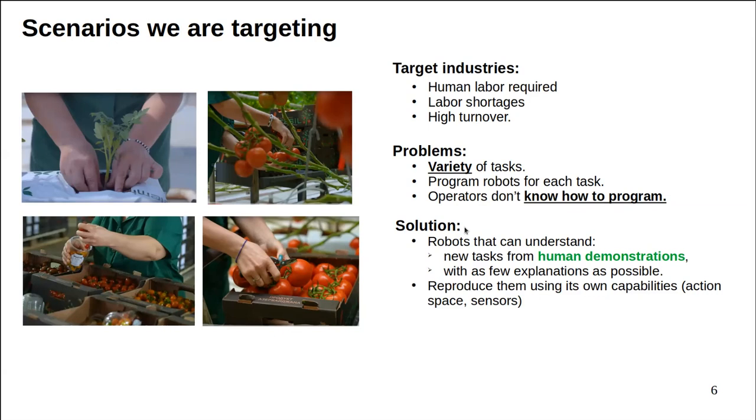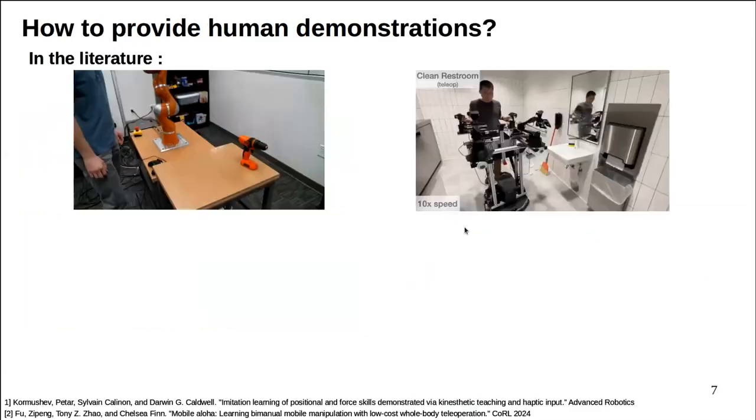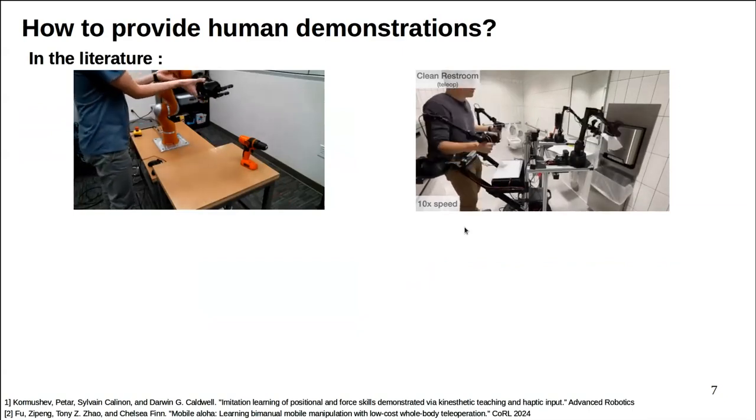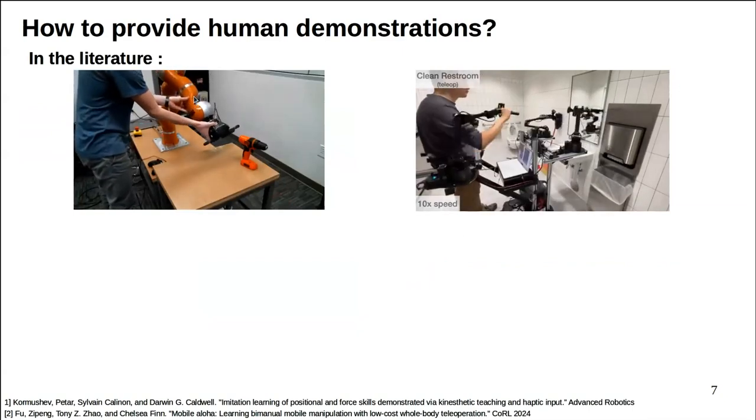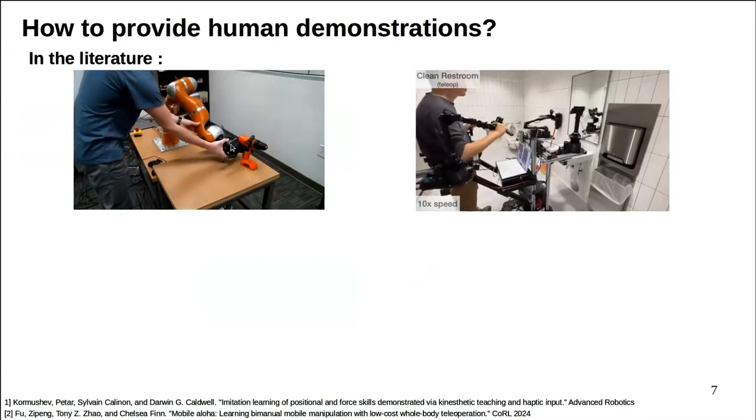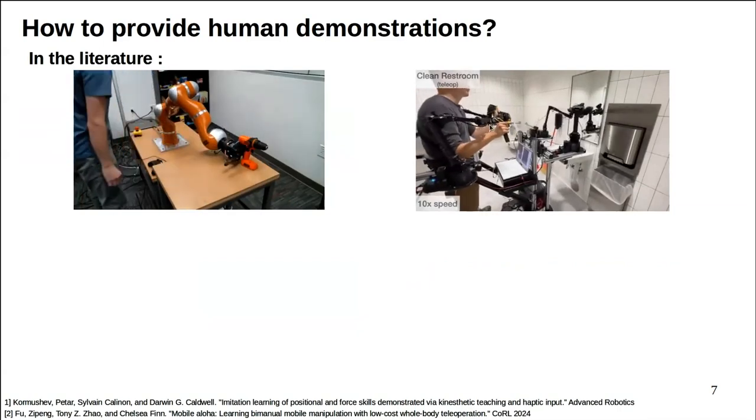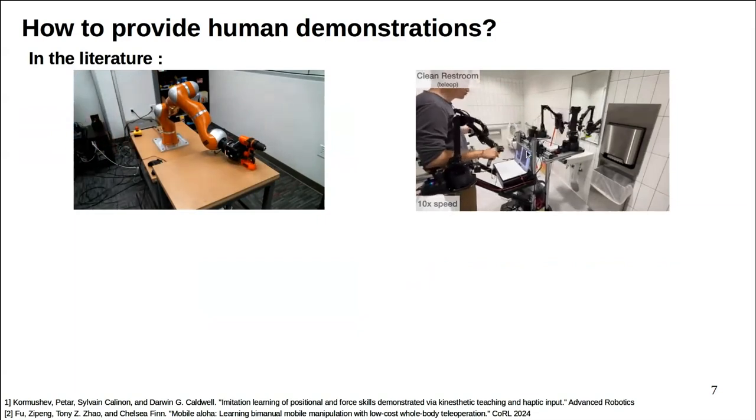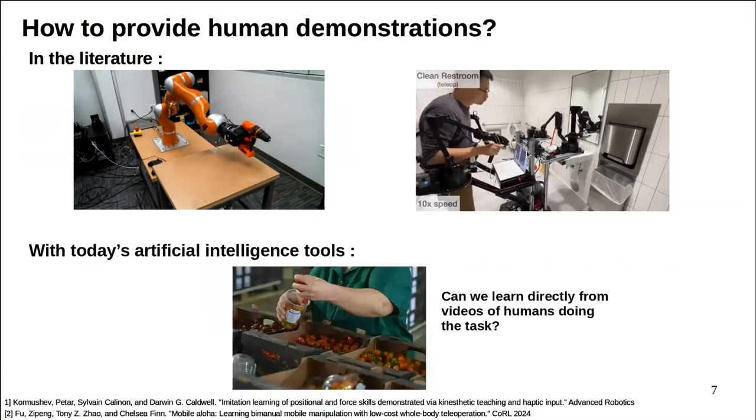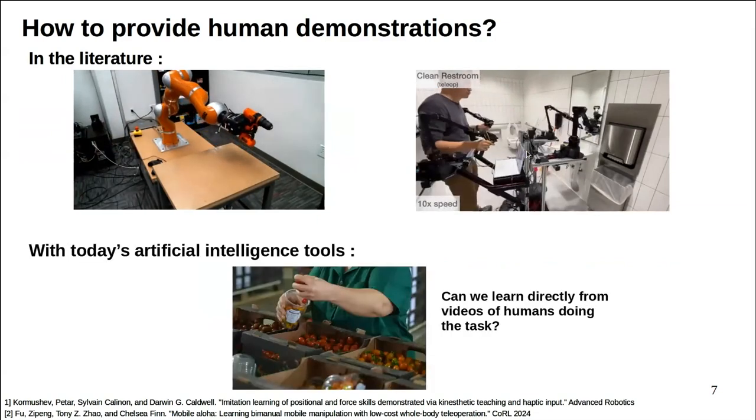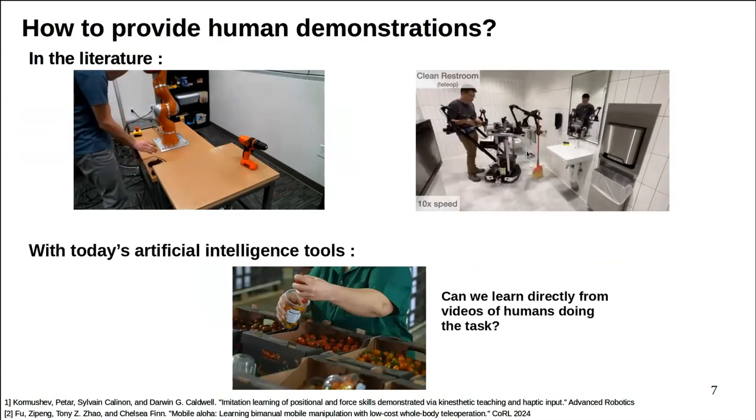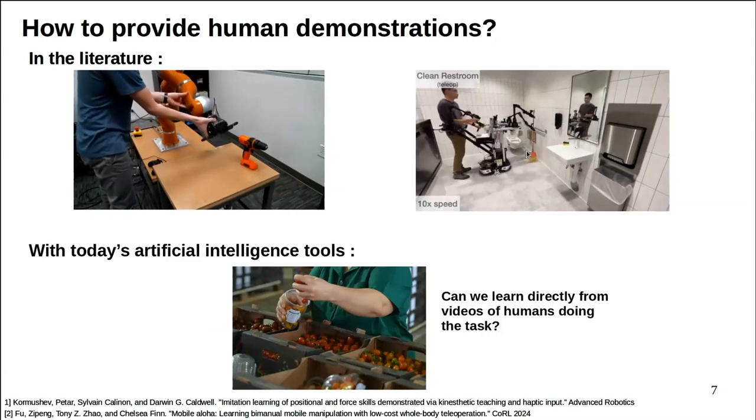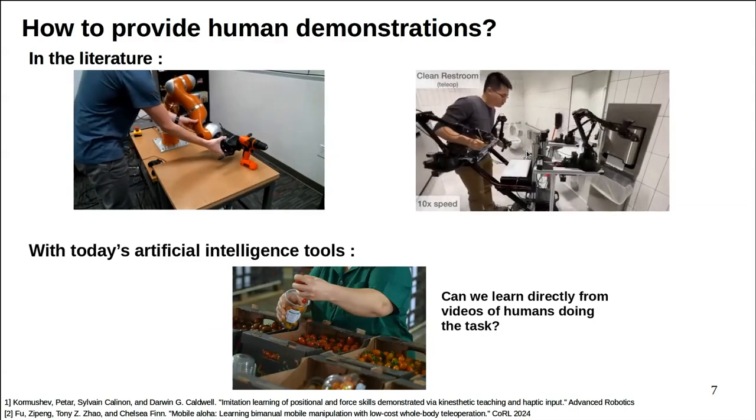Okay, but how do we provide human demonstrations to a robot first? In the literature, there are many ways to provide demonstrations to a robot. For instance, using kinesthetic teaching, the human operator can drive the robot to execute the task. Using teleoperation, on the other side, the human operator can remotely control the robot to execute the task. But now, with today's artificial intelligence tools, we can wonder if we could maybe directly learn from videos of humans doing the task, which would be way more practical in the industry.